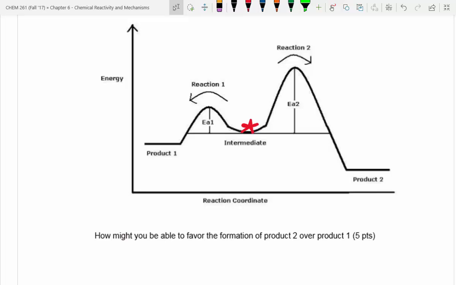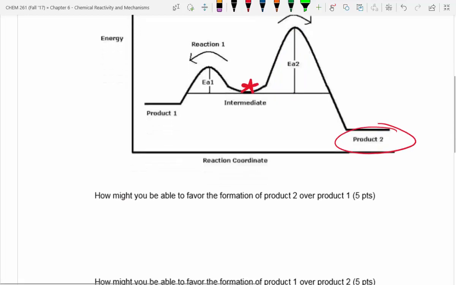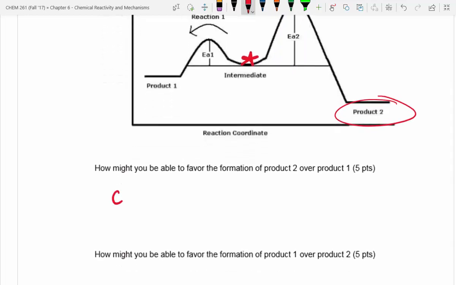And if we think about formation of product 2 over product 1, product 2 is more stable, right? The key thing with this reaction, though, is you have to overcome a larger energetic barrier. To overcome that larger energetic barrier, just crank up the heat, right? And then you can get over that larger activation energy. So crank up the heat would be the right answer here.